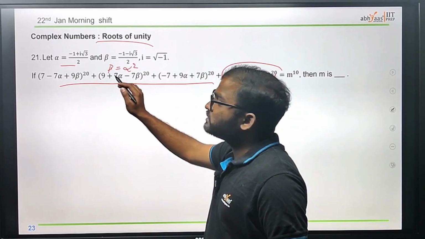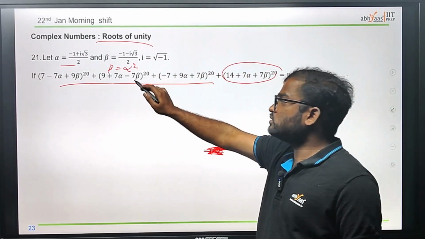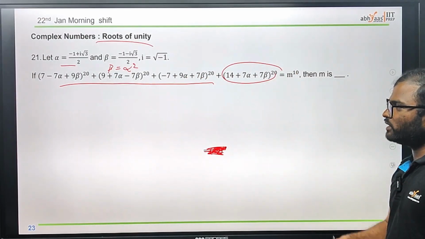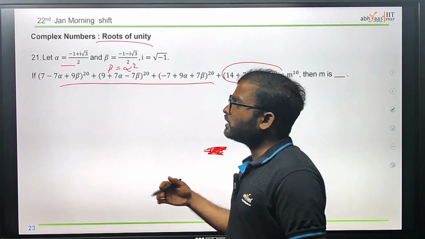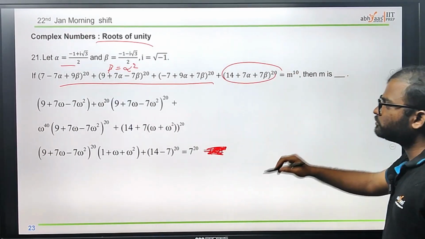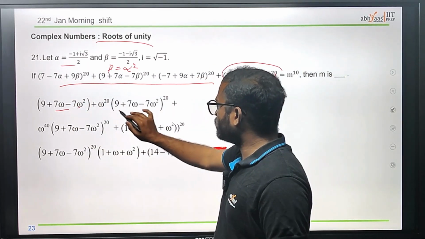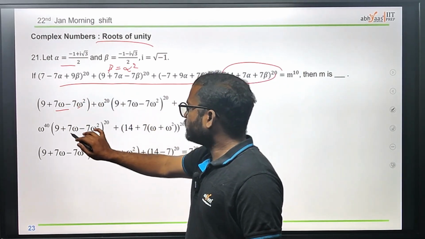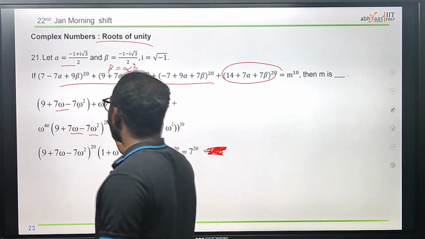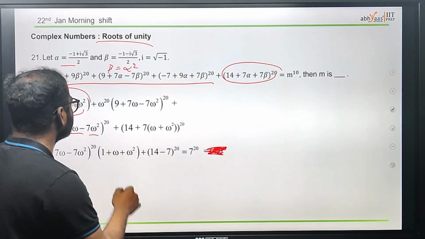Make it as 7 alpha plus 7 alpha square, by using beta equals alpha square. Now just substitute alpha square here, and we can easily convert that into omega. We can substitute omega or alpha. In this question I will substitute omega, so we will have 7 omega minus 7 omega square, and again 7 omega minus 7 omega square, and 7 omega minus 7 omega square. This will be formed. We need to check further simplification, and this leads to this one.